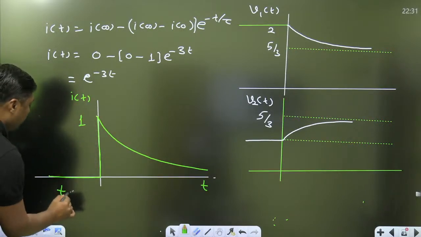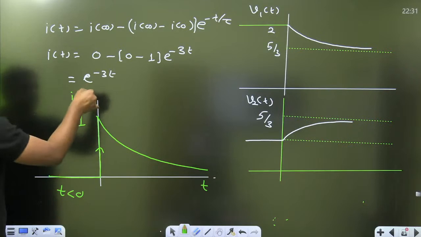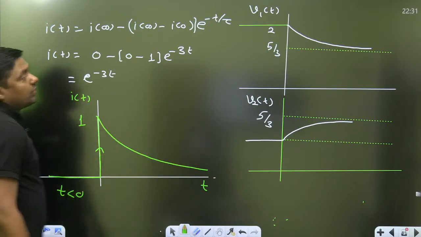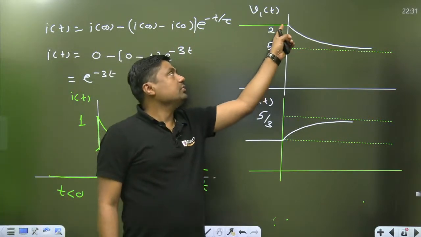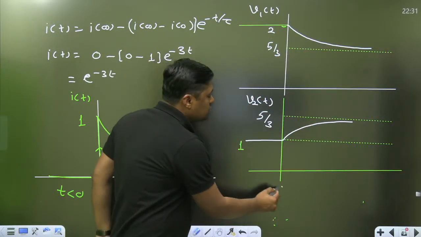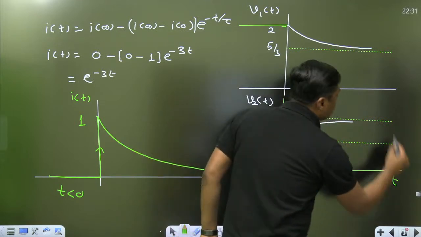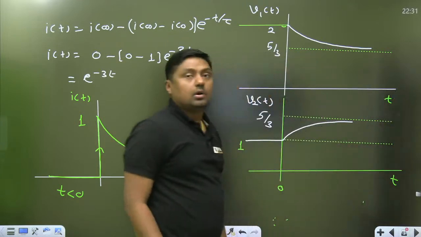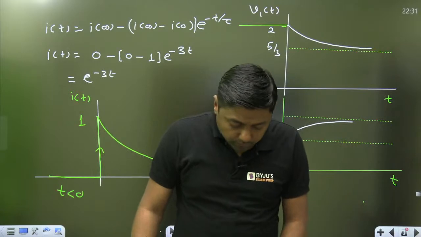For t less than 0 it is 0. Suddenly there is a sudden change and now it will discharge. But there is no discontinuity in voltage. 2 volt, then it will decrease. 1 volt, then it will increase. That is called for all time. That will be the diagram. I think this is clear to you.